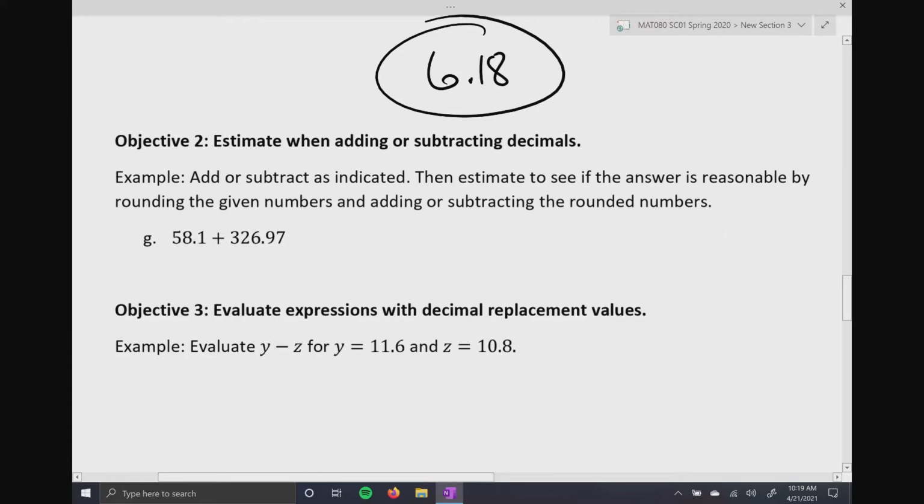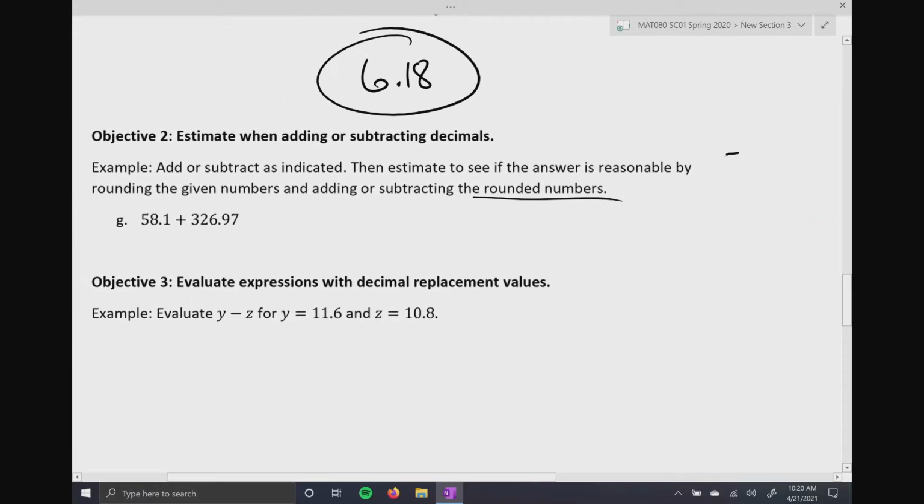So, first thing we're going to do, let's just add. Let's add the way it looks. 58.1 plus, put my decimal, 326.97. Put a 0. So we're just going to add real quick. 7, 1 and 9 is 10, carry the 1. That's going to be 15, carry the 1. That's going to be 8 and 3. So 385.07 is the actual answer to this.